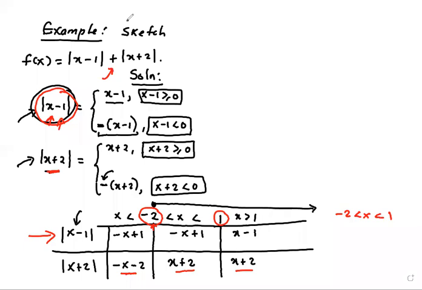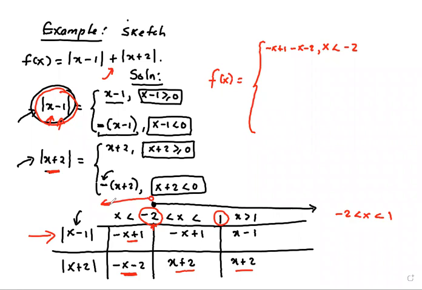So now you say f of x is equal to, in each interval, we'll be adding. In the interval x less than negative 2, how many functions do we have? We have 2. When x is less than negative 2, we have this one and this one. So add them. Negative x plus 1 minus x minus 2. This is only for x less than negative 2. Only for this interval from here going this side.